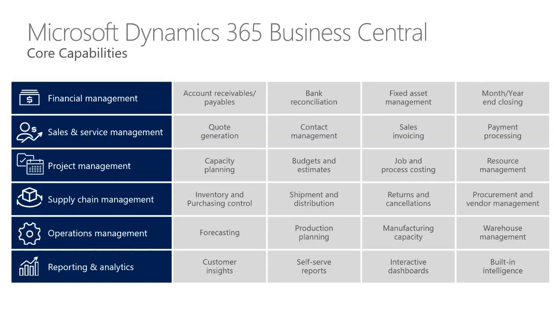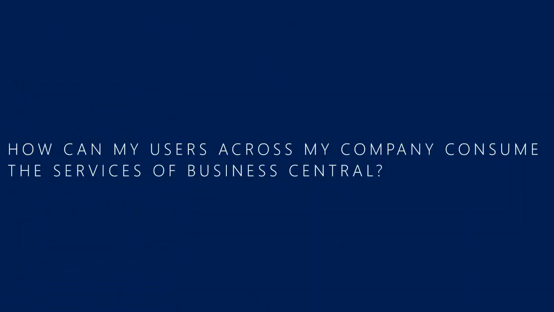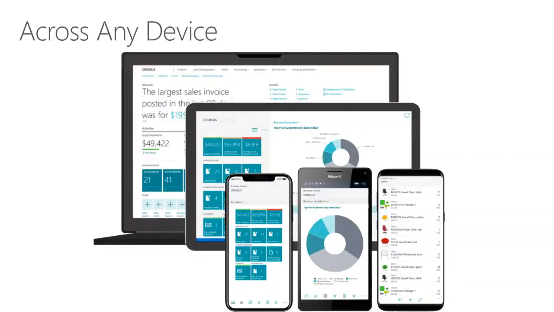Okay, so my next question is, how can your users across your company use or consume the services of Business Central? You can access Business Central across any device, and that includes things like PCs, tablets, and mobile phones. The app displaying the tablet client and the phone client is targeted at users in small and medium-sized businesses that want to access their data from a tablet or phone. The main advantages of this offering are portability and flexibility, right? That allows, of course, your users to use your ERP system when they're away from their desk.